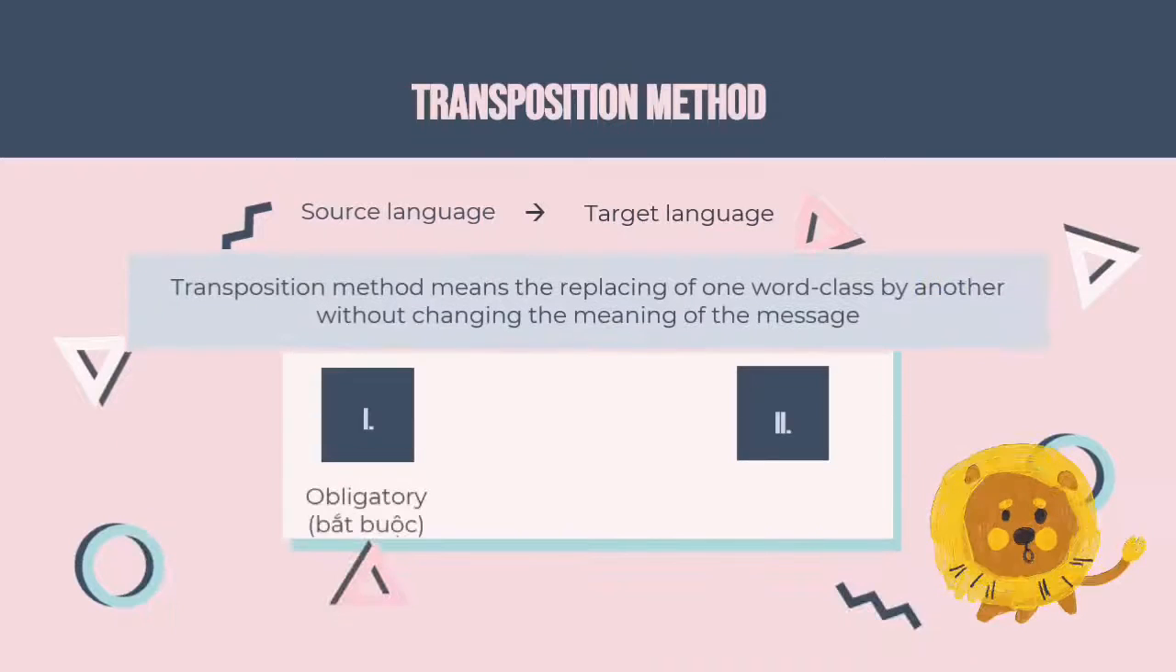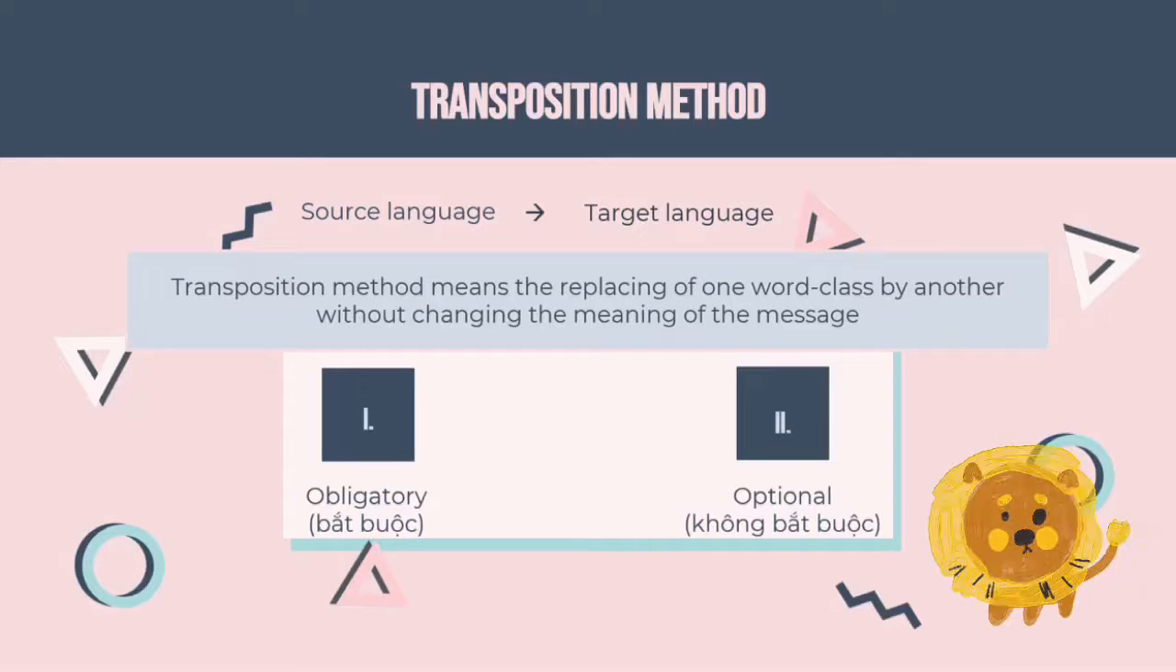First of all, transposition methods. Translation is commonly known as the process of translating meaning from the source language into the target language. And transposition methods means the replacing of one word class by another without changing the meaning of the message, and it has 2 types. The first is obligatory, and the second is optional.